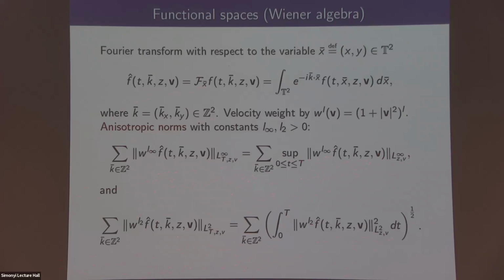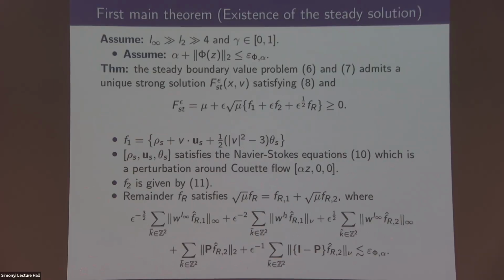So here now we use L infinity in z and v, and we sum over the modes outside, and we also have the L2 kind of space too, with an L2 weight. Okay, so here's the first main theorem for steady solutions. Assume the L infinity and L2 weights are greater than 4, gamma is between 0 and 1, and assume a smallness condition on the potential and alpha, where alpha is the shear parameter.